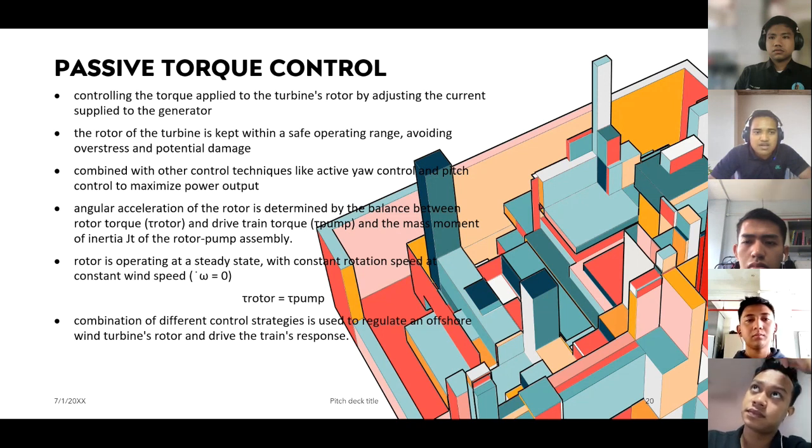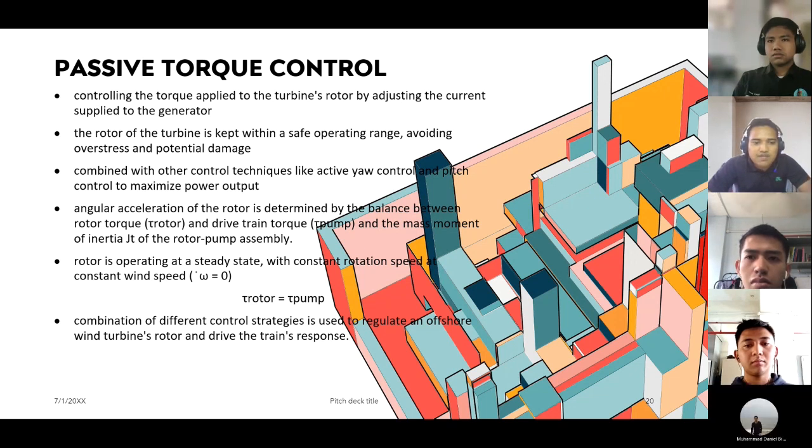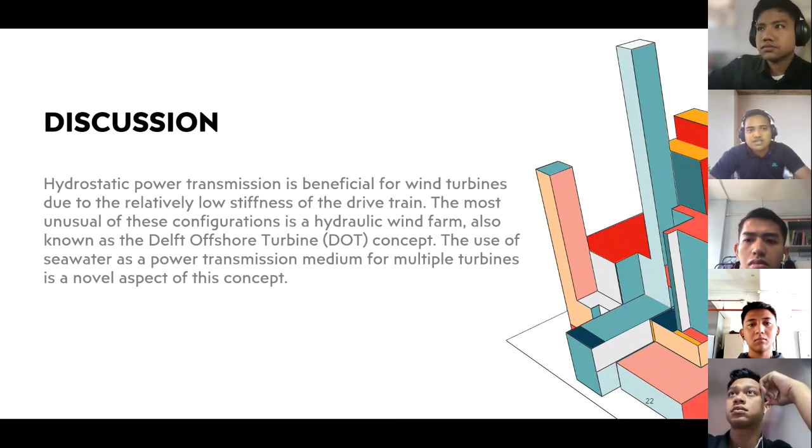The specific control includes the angular acceleration of the rotor, which is determined by the balance between rotor torque and drivetrain torque, and the mass moment of inertia of the rotor-pump assembly. If the rotor is operating at a steady state with constant rotation speed, that is, angular acceleration omega dot equals 0, then torque rotor equals torque pump. The combination of these different control strategies is used to regulate the offshore wind turbine rotor and drivetrain response. Next, for discussion and conclusion, I will pass to Amri.